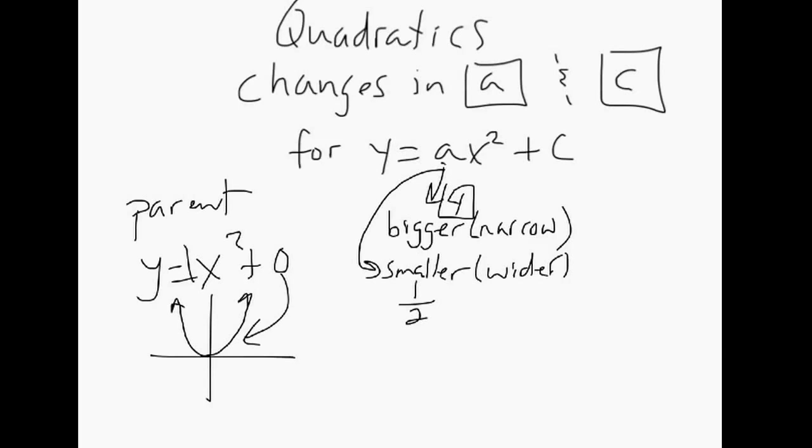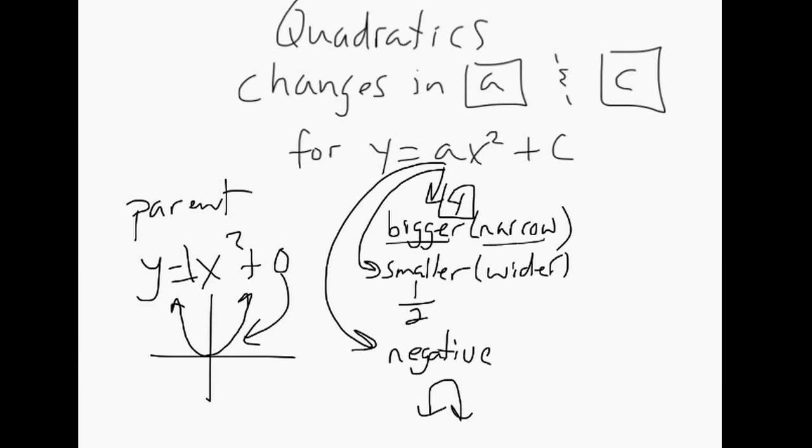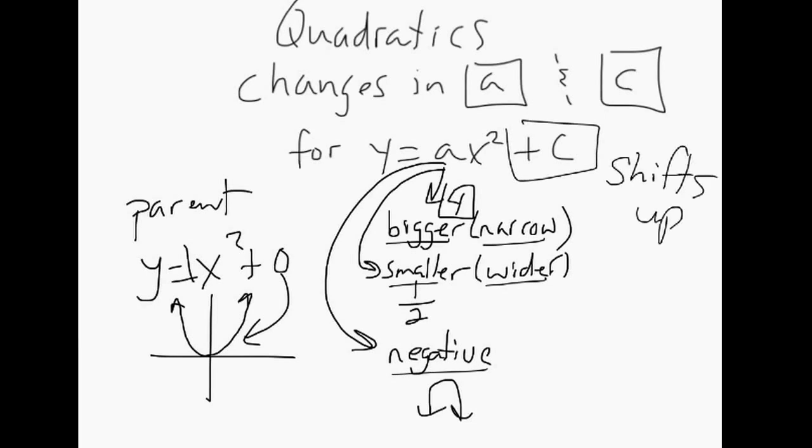The other thing that a can do is if a is negative, when you think of negative, you should think of frowny face. Okay? It'll turn it upside down. So the a value can make it bigger, which makes it narrow, smaller, which makes it wider, or it can make it a frowny face. The c shifts up if you add, and down if you subtract.